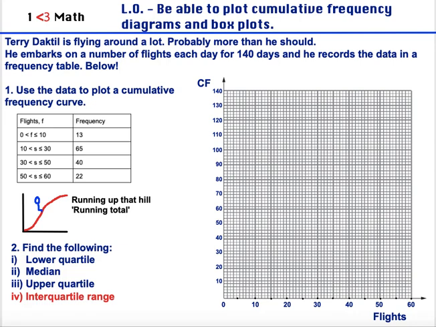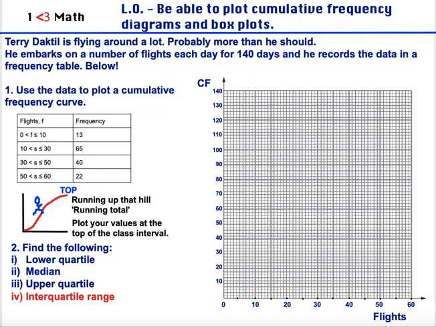Now, I love to run, and here's me running up the hill. And where am I trying to get to? I'm trying to get to the top. And the reason I say that is because we're going to plot our data at the top of each class interval. So this is how we work out the cumulative frequency. We have a running total and we plot it at the top of each class interval.